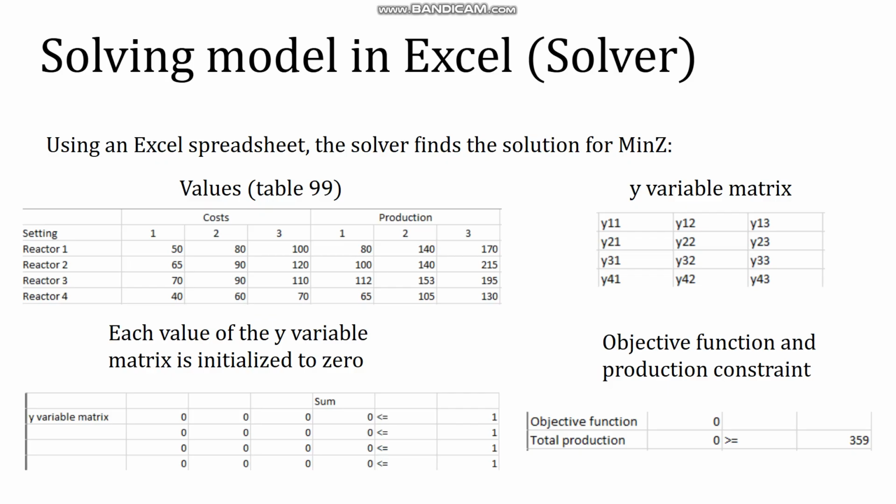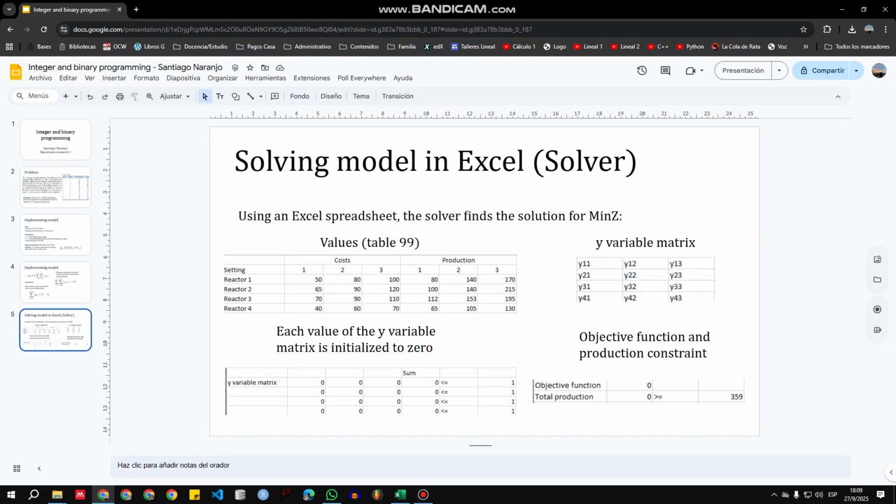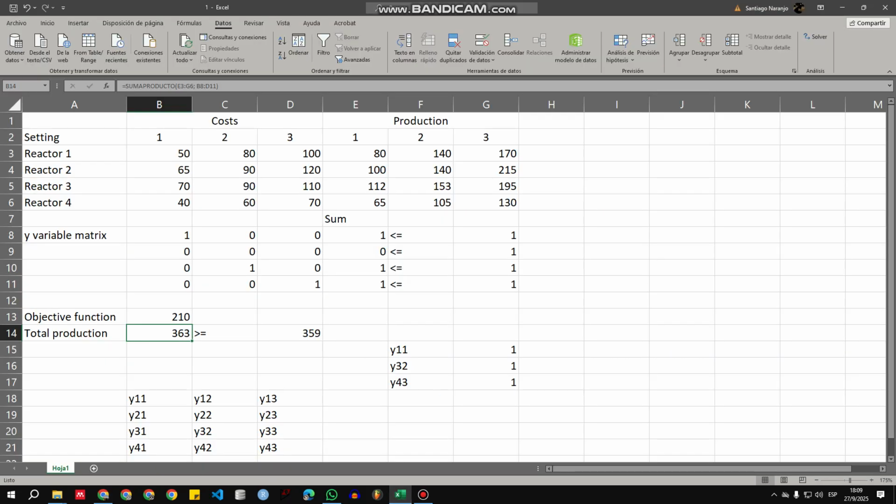So this is the solver method in Excel. We give its values. The y variable matrix, we initialize the y variable matrix in 0. We give the constraints and the objective function constraint and the total production. So let's see. This is the constraint. Let's initialize this again in 0.